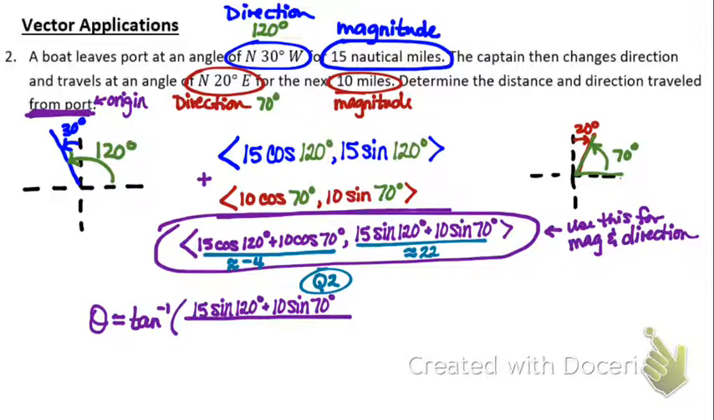All right, so the y part goes to my numerator. What do I put in the denominator? The x part. And you said I do or do not need to add 180? I do, because we are in quad 2. So theta is right about how big?